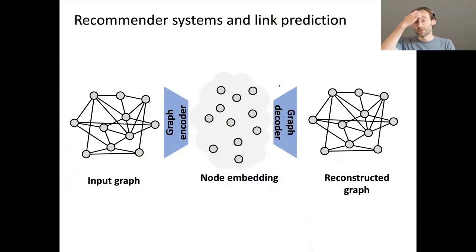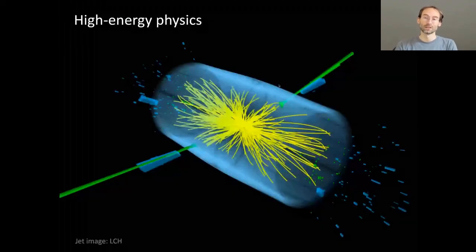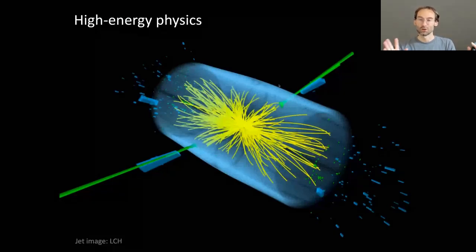Another pretty cool field where graph neural networks are recently becoming prominent is high-energy physics, or particle physics in particular, where what you see here is an example from a Large Hadron Collider, where a collision of two particles creates these jets of different particles that decay into each other, and detected by these huge detectors of different types.